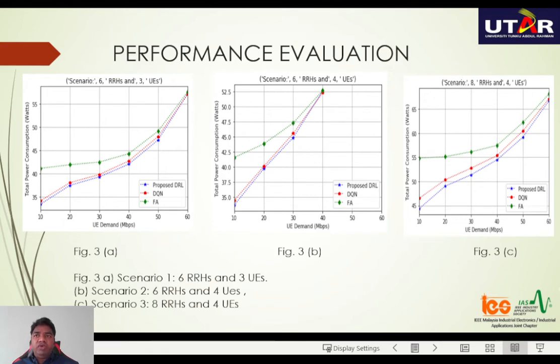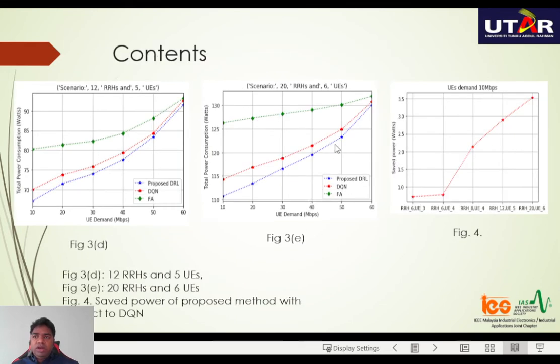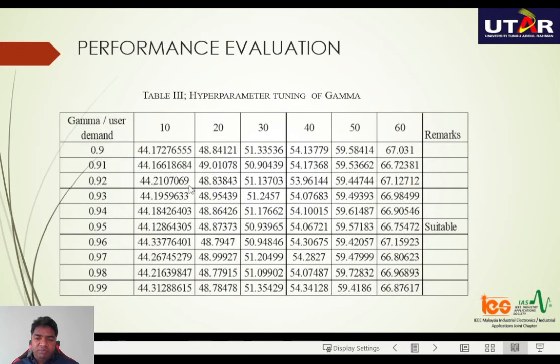In scenario 5, we have considered a high state dimension, 26, to increase the complexity here. DQN saves 9.45 more power than FPA, while the proposed method saves 12.24. The power consumption increased proportionally with the increment of UE demand. In the simulation environment, the proposed DRL algorithm has shown better performance than the traditional DQN.